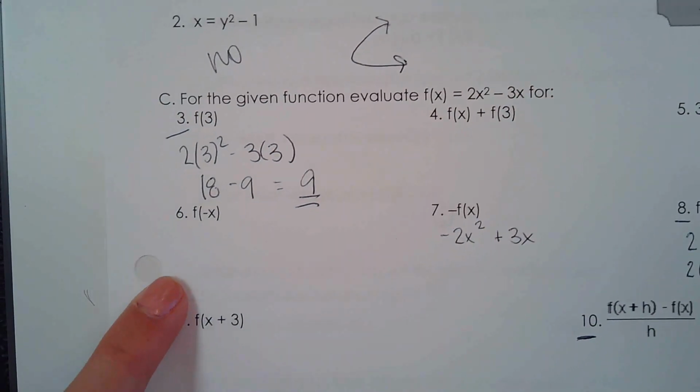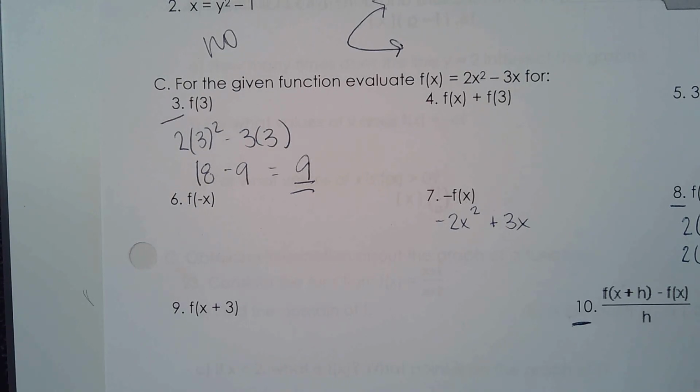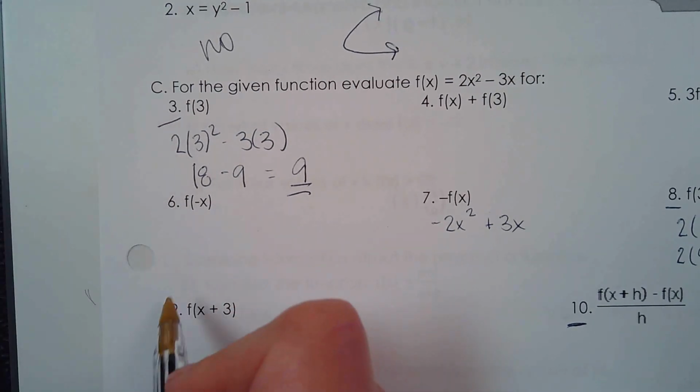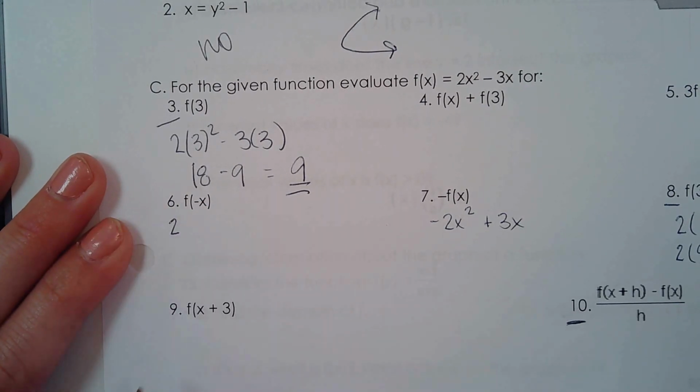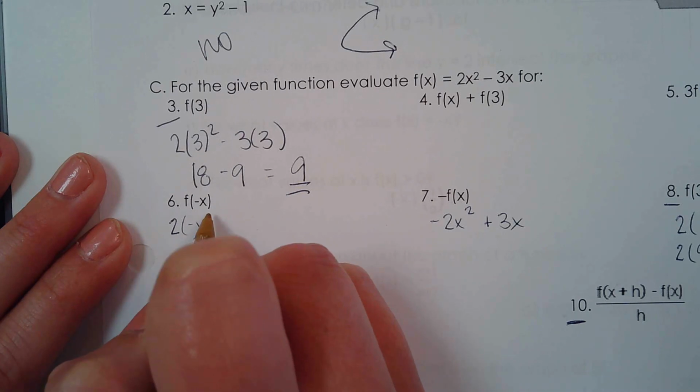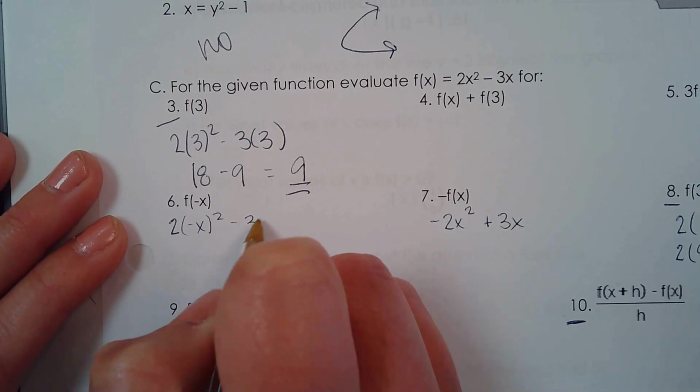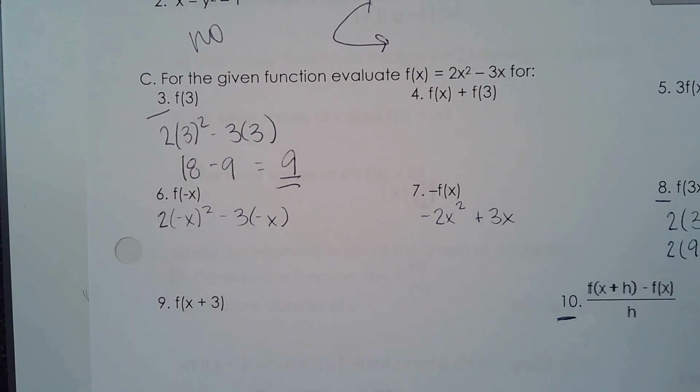Yeah, cool. Let's do that one real quick. So this one wants it with a negative x being plugged in. I'm going to break that down probably a little bit more than some of you need, but I want you to know exactly where this stuff is coming from. So we're going to put in a negative x, square it, and then we'll have negative 3 times negative x. Is that okay? Everybody good so far?